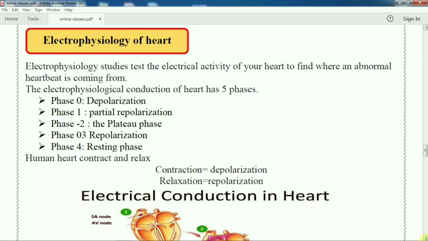So what are the 5 phases involved in electrophysiological conduction? Let's see. Phase 0 depolarization, phase 1 partial repolarization, phase 2 plateau phase, phase 3 repolarization, phase 4 resting phase. That means in contraction and relaxation of the human heart, what are the phases involved in this heart pump?